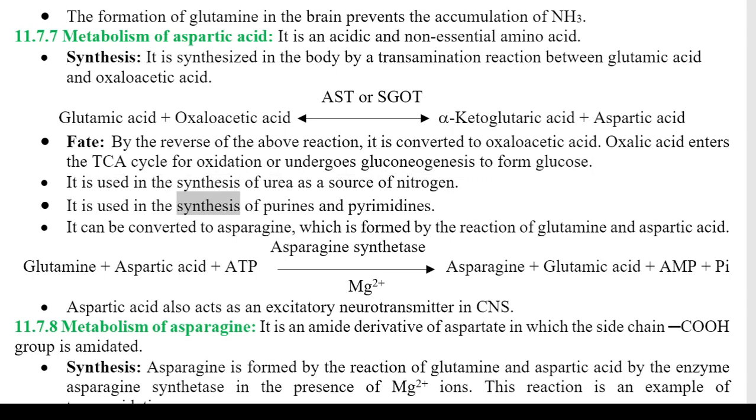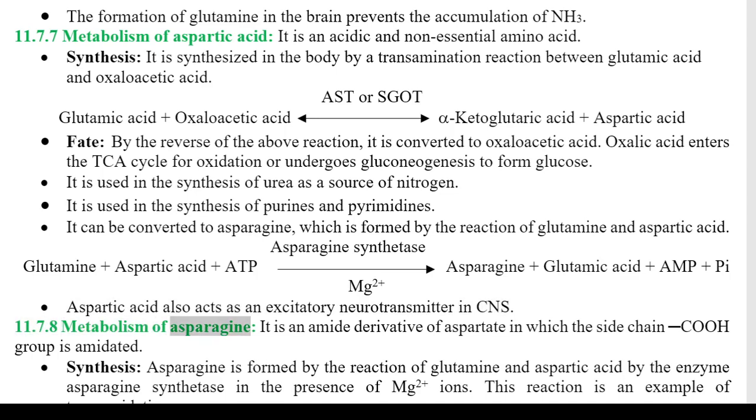It is used in the synthesis of purines and pyrimidines. It can be converted to asparagine, which is formed by the reaction of glutamine and aspartic acid. Asparagine synthetase: glutamine plus aspartic acid plus ATP gives asparagine plus glutamic acid plus AMP plus Pi, with Mg2+. Aspartic acid also acts as an excitatory neurotransmitter in CNS.